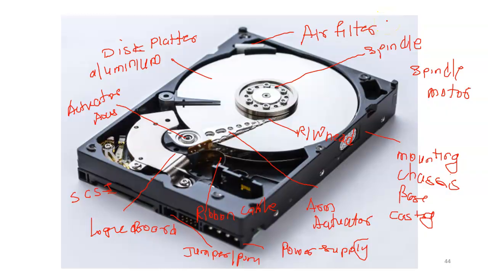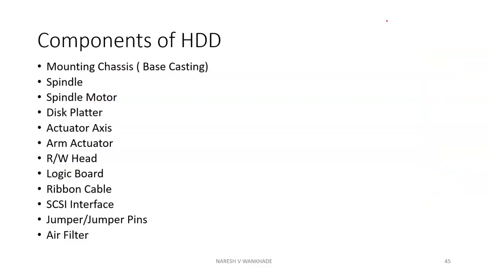Let's see the components of the hard disk drive. The mounting chassis we have seen, that is the black color chassis, which is used to mount various components. The spindle, on which the platter rotates with the help of the spindle motor. This platter is the important component of the hard disk drive. Actuator axis, arm actuator, and read write head belong to the actuator mechanism.